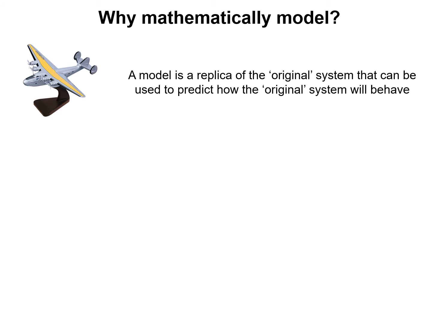Now, one of the aspects that I've been referring to in the context of systems biology is that of mathematical modeling. The question that arises is why should we mathematically model a particular biological system? What new insight can we gain by following this particular thing? Before we go into those details, let us think about what exactly is a model. A model is a replica of the original system that we are trying to build, which is used to predict how the original system will behave.